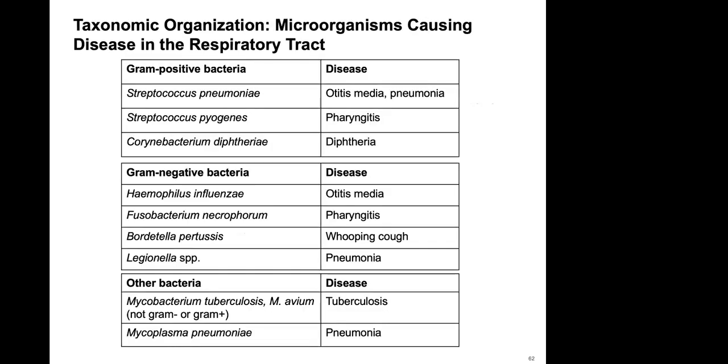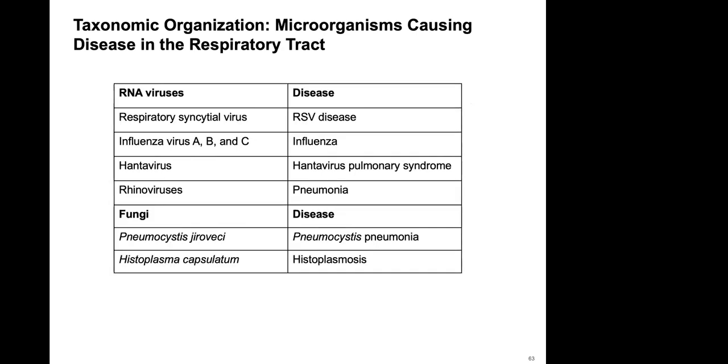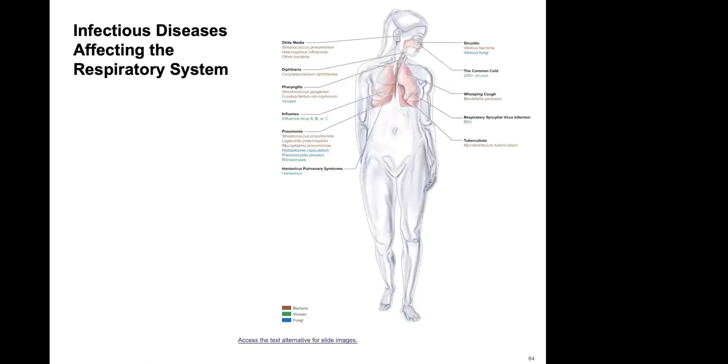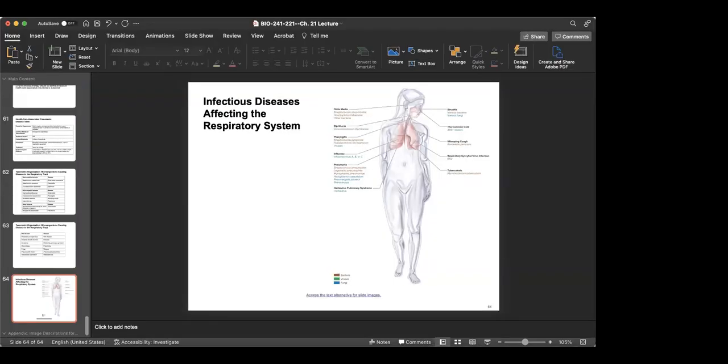And then finally, the next two slides are just a summary of the different organisms that can cause respiratory tract infections. And this is the last slide of every one of these chapters, where it shows the various areas and the types of infections that can be caused. And that is it for the respiratory tract infections.